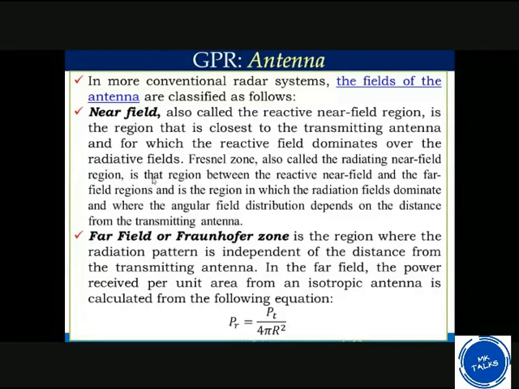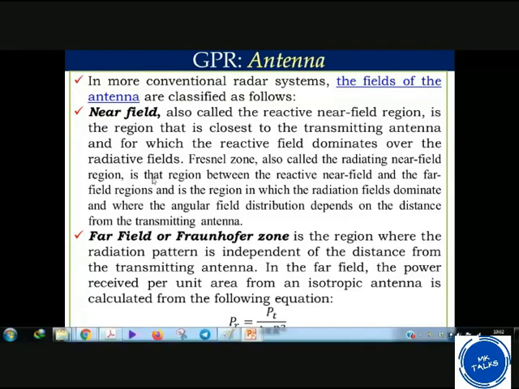So near field, also called the reactive near field region, is the region closest to the transmitting antenna, for which the reactive field dominates over the radiative field. The reactive field means the fields coming from the target, and radiative fields means the field you are giving. Here, reactive means, for obvious reasons, the reaction: if there is a conductor body present there, the reaction will be larger than the radiative fields.